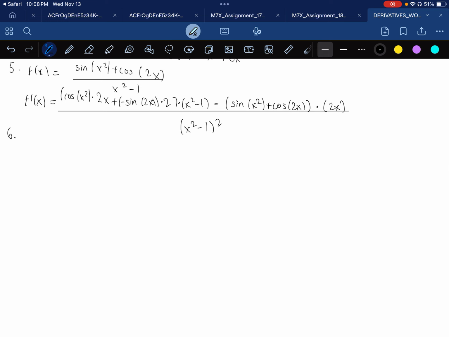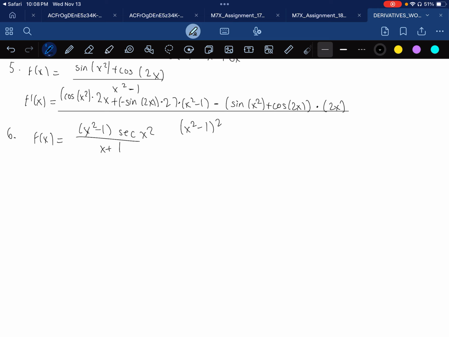Problem number 6. Problem number 6 said that if f of x is equal to x squared minus 1 times secant of x squared, all over x plus 1, to find the derivative. Now here's where we have to step back a bit and look at the problem, because this simplification can save us a lot of time. There are certain cases where you can simplify, and when you can, you should.